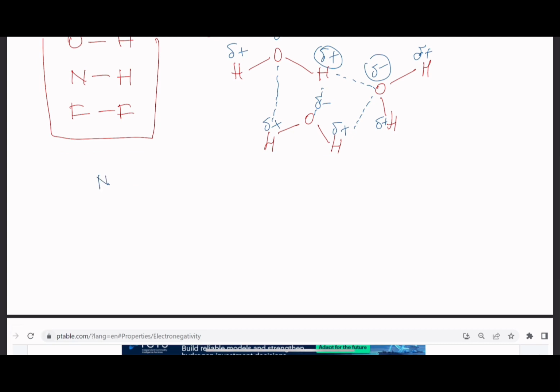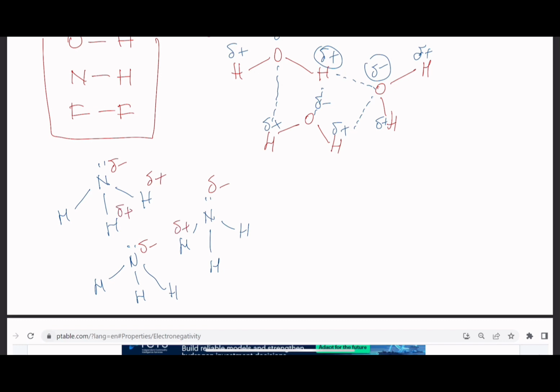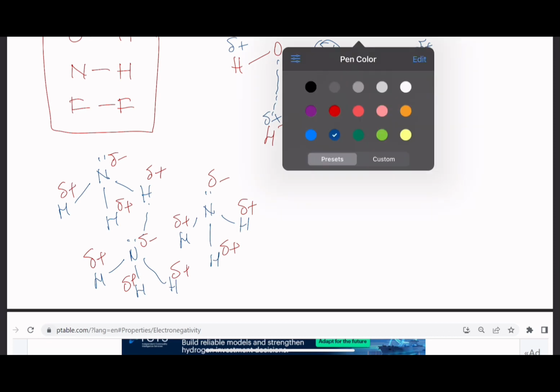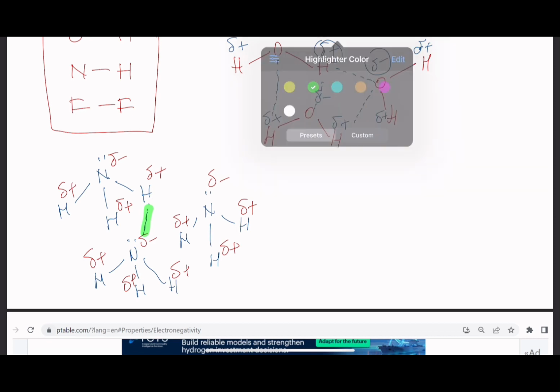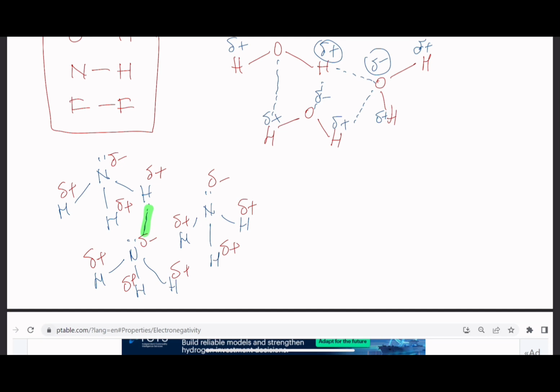And then I will show you another one for nitrogen. Let's say I have ammonia, NH3, and then I got another NH3, and then one more NH3. Now we know that nitrogen is more electronegative, and hydrogen is positively charged in this case. So positive will attract negative, so we know that this will attract this, this attracts this, and this will attract this. So the same idea.